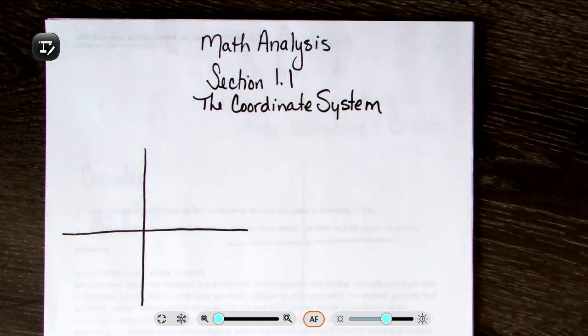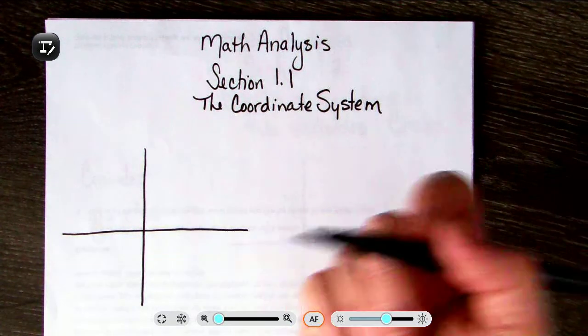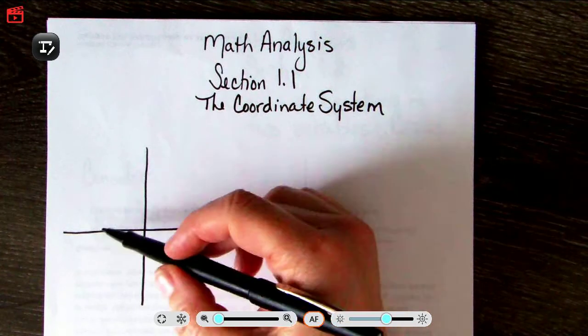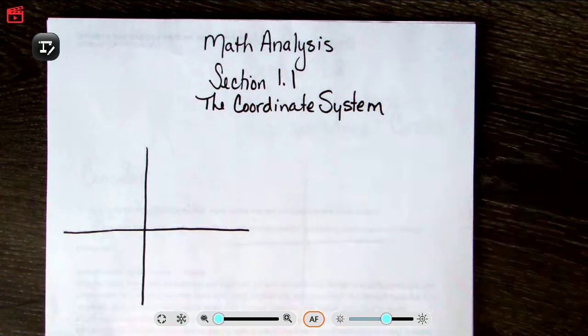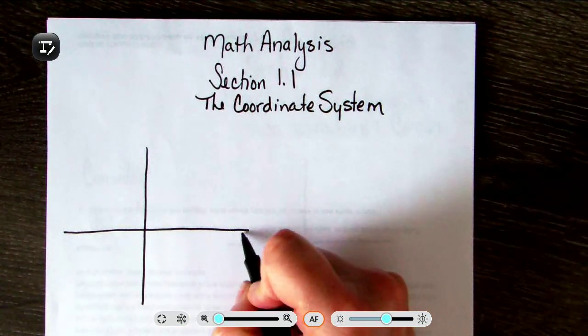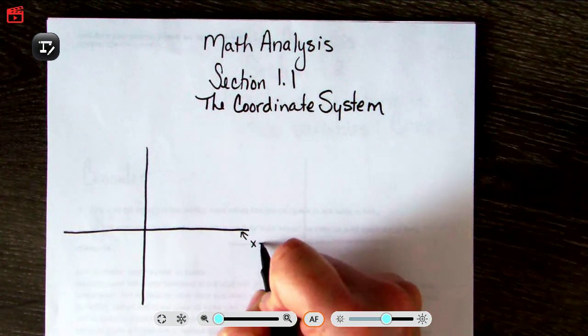Hi everyone, this video is going to go through Chapter 1, Section 1.1, which is on the coordinate system. This video won't be too long or lengthy because there's mostly review again in Chapter 1. So the coordinate system, first of all, basically is this set of axes. And some things you should remember is that this happens to be your x-axis.